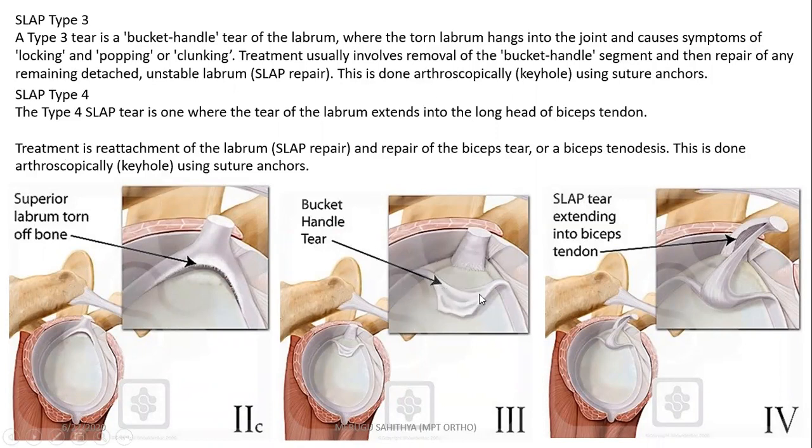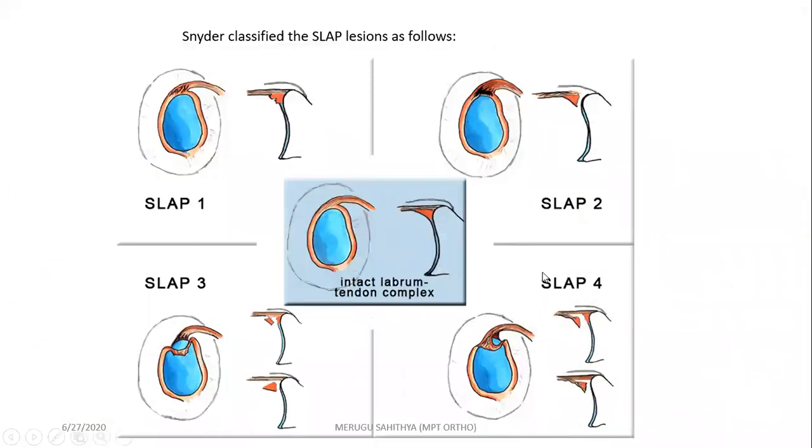And the next one is SLAP type 4. The type 4 SLAP tear is one where the tear of the labrum extends into the long head of biceps tendon. So treatment is reattachment of the labrum and repair of the biceps tear or a biceps tenodesis. This is done arthroscopically using suture anchors. These are the Snyder classification of SLAP lesions. So this is the type 1 and this is type 2, which is the most common one, and this is type 3 and this is type 4.